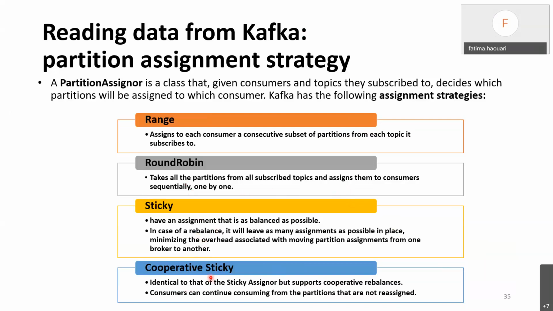And there are two more assignment strategies, which are sticky and cooperative sticky. To be honest, I am not 100% sure I understand them perfectly, but what I understood is that it can balance the assignment as much as possible. And in case of a rebalance, it will leave as many assignments as possible in place, and it will try to minimize the overhead associated with moving partition assignments from one broker to another. Also, cooperative sticky is the same as sticky, but consumers can continue consuming from the partitions that are not reassigned.